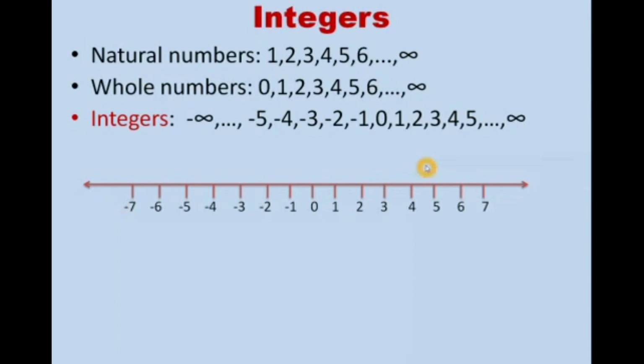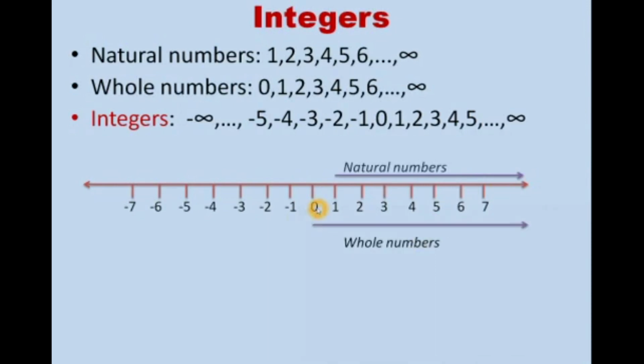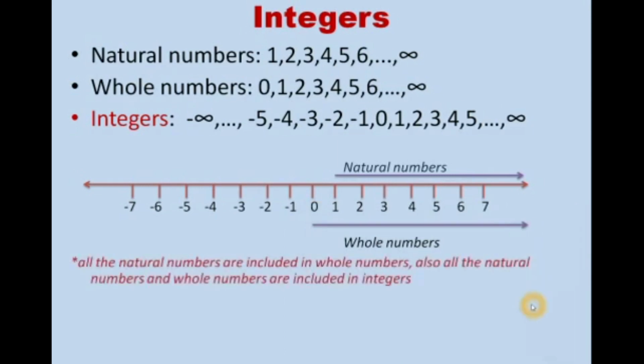So natural numbers are positive integers starting from 1 till infinity, and whole numbers start from 0 till infinity. So all the natural numbers are included under whole numbers, and all the natural numbers and whole numbers are included within integers.